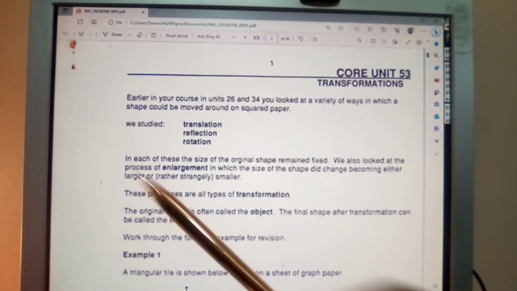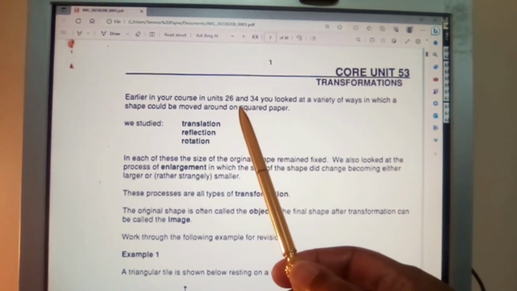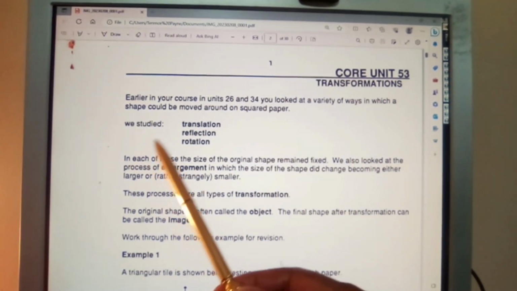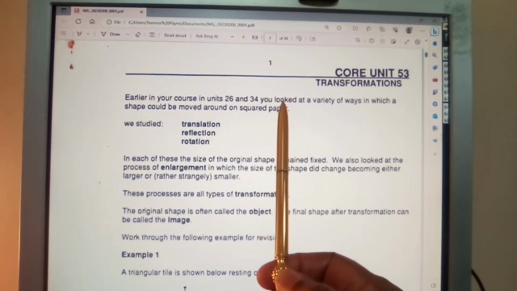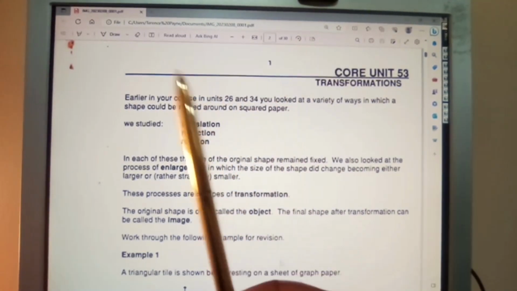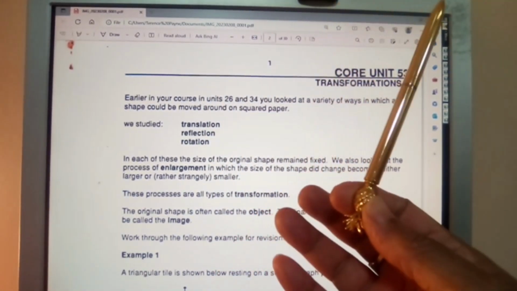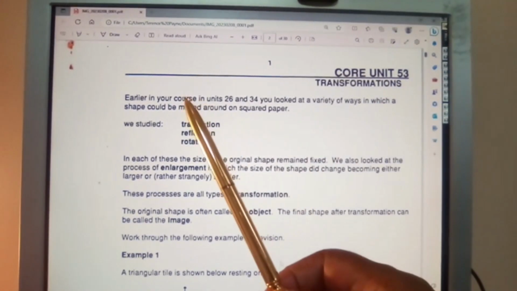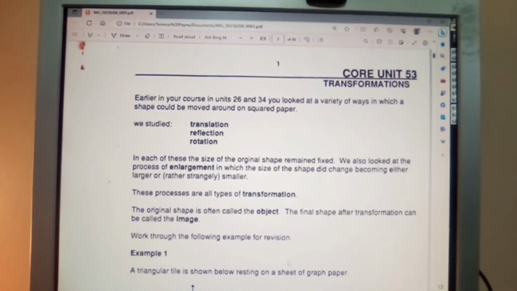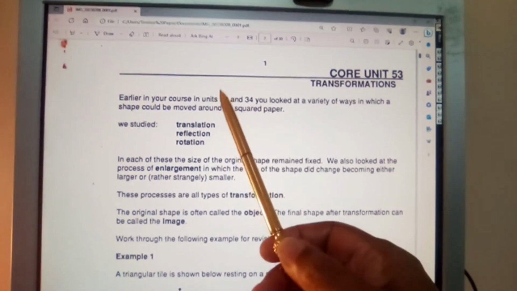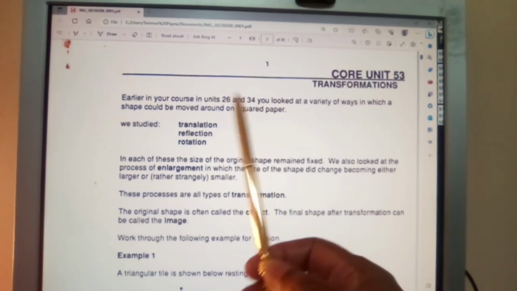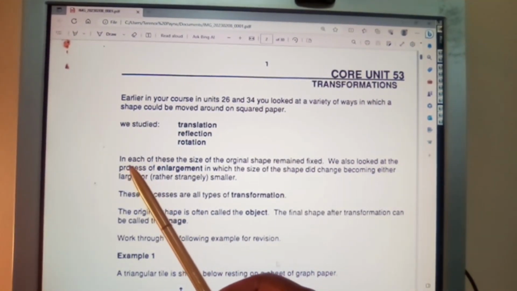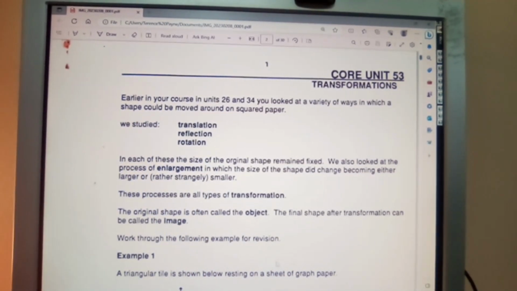Now, we'll take the section. Earlier in your course in units 26 and 34, you looked at a variety of ways in which a shape could be moved around on squared paper. You would have done something like this in school, in year 9, year 10, year 11 as well. So use that skill and knowledge. I don't need to go back that far, okay? But in each of these, the size of the original shape remains fixed.